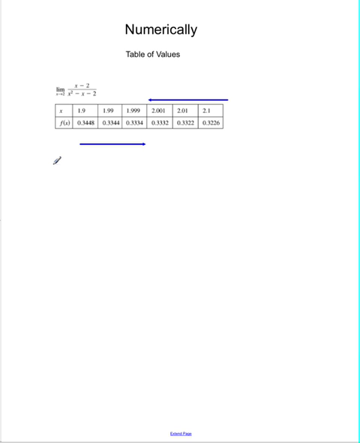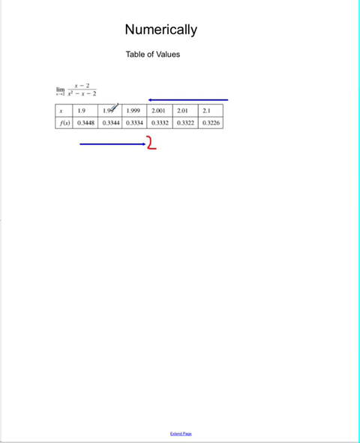Now, numerically is when you take a table of values. For this one, I started at 1.9 and then went to 1.99 and then to 1.999. That's going from left to right, so that's approaching 2. All right, this is 2 in the middle, so it's approaching 2 from the left.